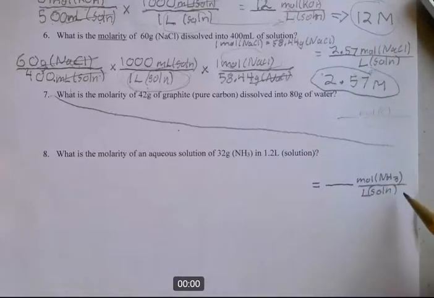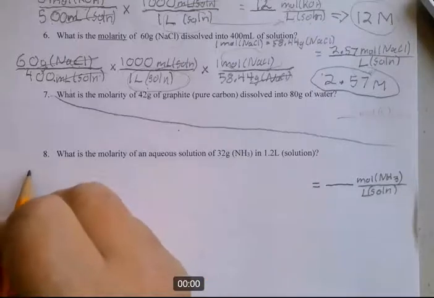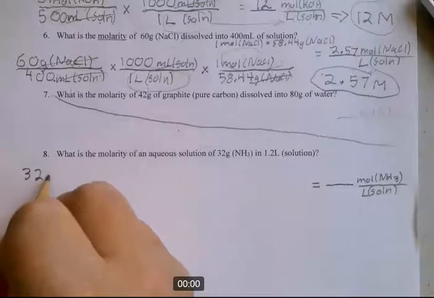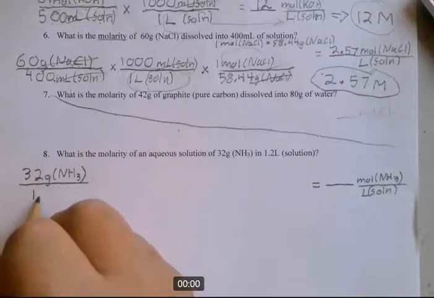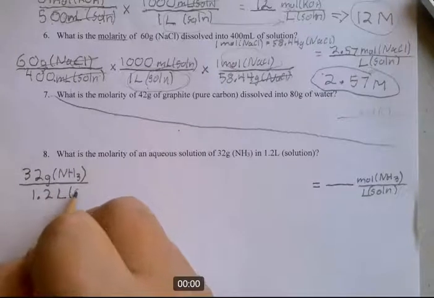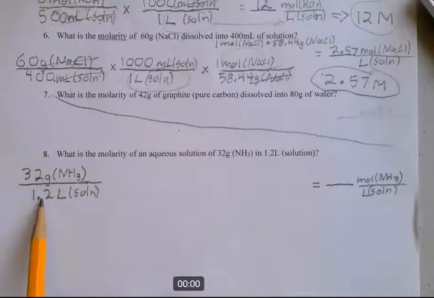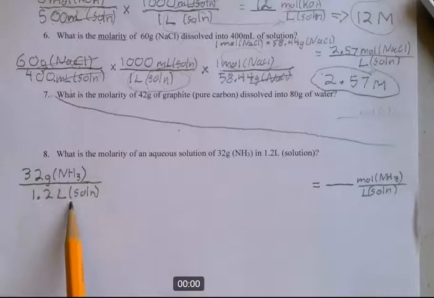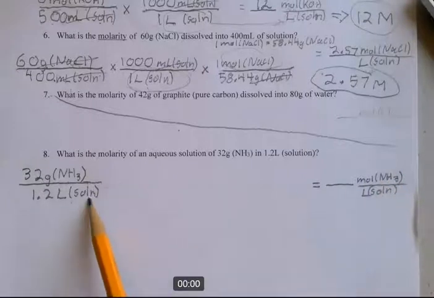Okay, so we have moles of NH3 over liters of solution, and what are we starting with? We're starting with grams of NH3, so we'll come way over here. Okay, so we start with grams of NH3 over 1.2 liters of solution. Now we look at where we're starting. Grams of NH3 over liters of solution, and what we need to end up with, moles of NH3 over liters of solution. So our denominator is already in the correct units.